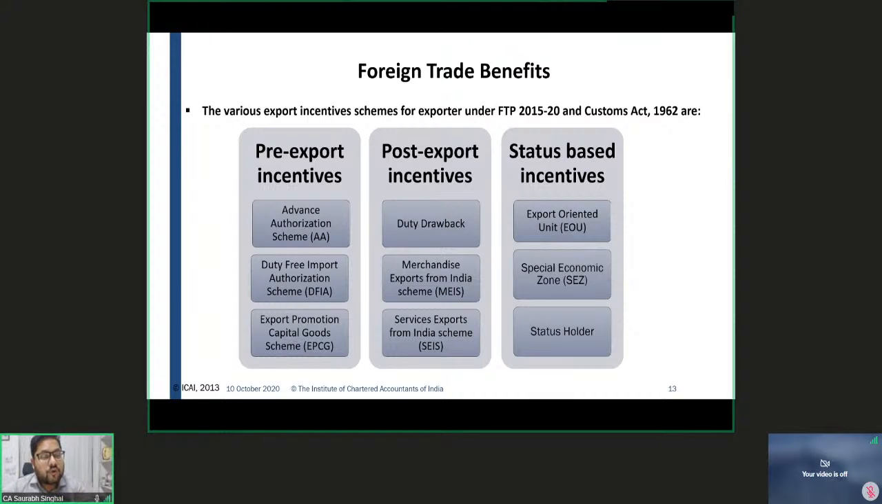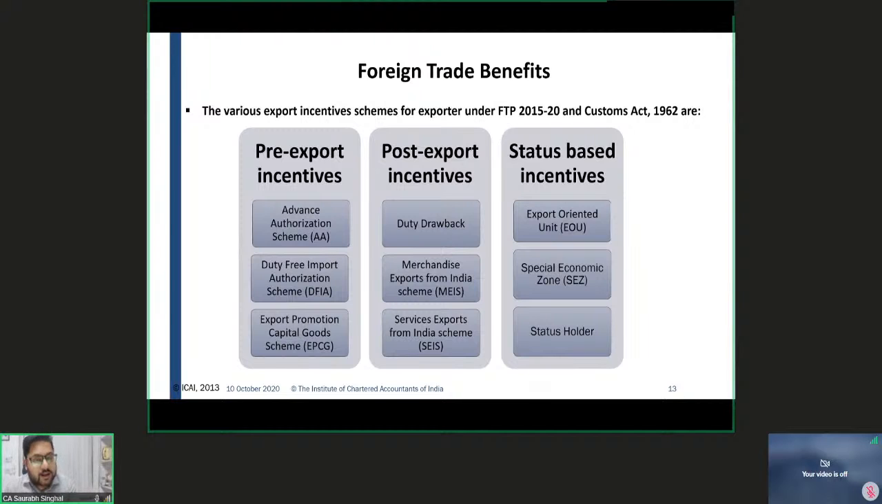For you to understand the schemes, because there is a lot of interlinkage between the schemes, and the schemes by themselves are very complex, we will focus on the schemes. Now foreign trade policy from chapter 3 to chapter 7 provides for various export related schemes, export promotion schemes I should say.